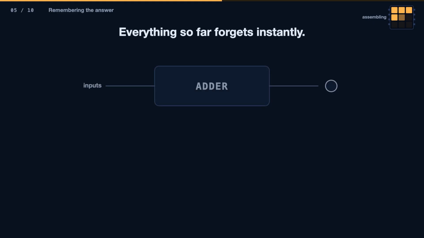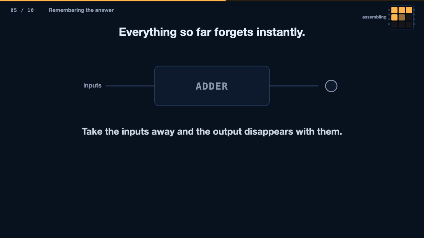Now a problem. Everything we have built so far forgets instantly. Take the inputs away, and the output vanishes with them. A calculator that cannot hold on to a number is not a computer. We need a circuit that stays where you put it.